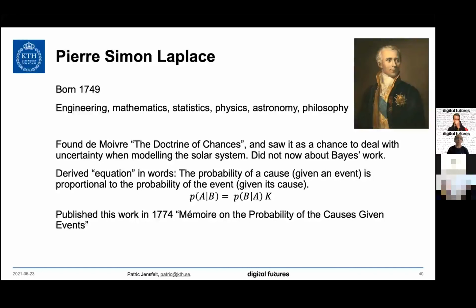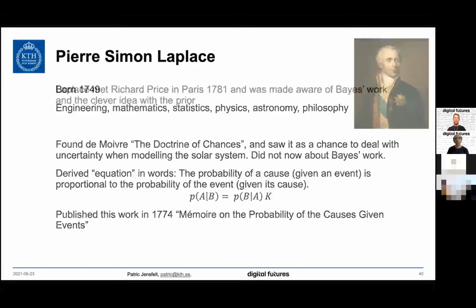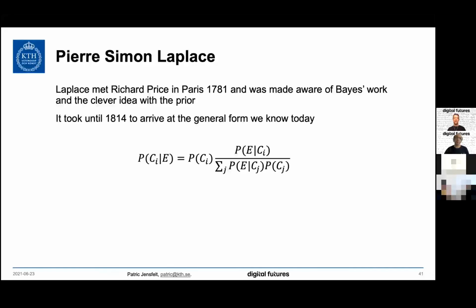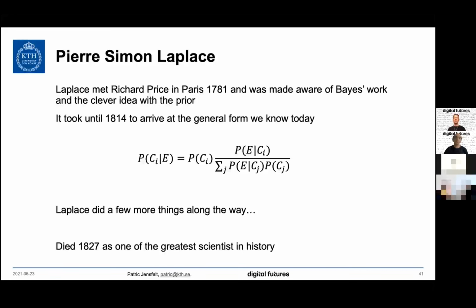He published this in 1774 in his memoirs on the probability of the causes given events. And as chance had it, Laplace met Price in Paris in 1781. Then he was made aware of Bayes' work and this very clever idea of using priors. He worked on that for a bunch of years, until 1814 to be exact, and then arrived at the form in which we know Bayes' rule today. Of course, he did a lot of other things along the way, and he died in 1827, one of the greatest scientists in the history of the world.